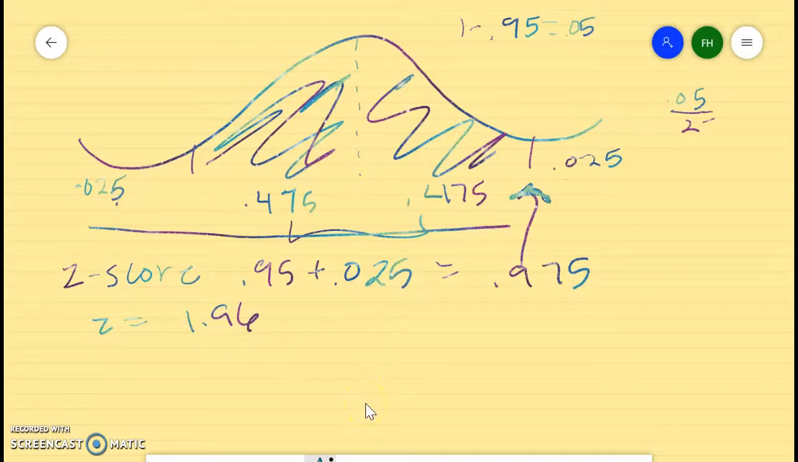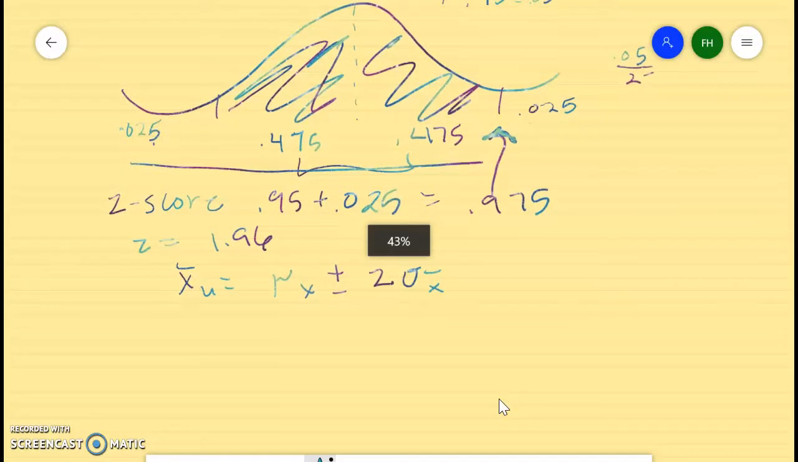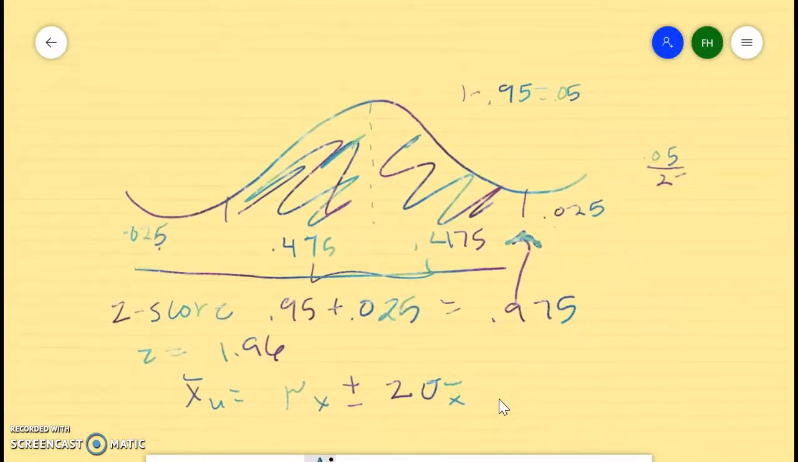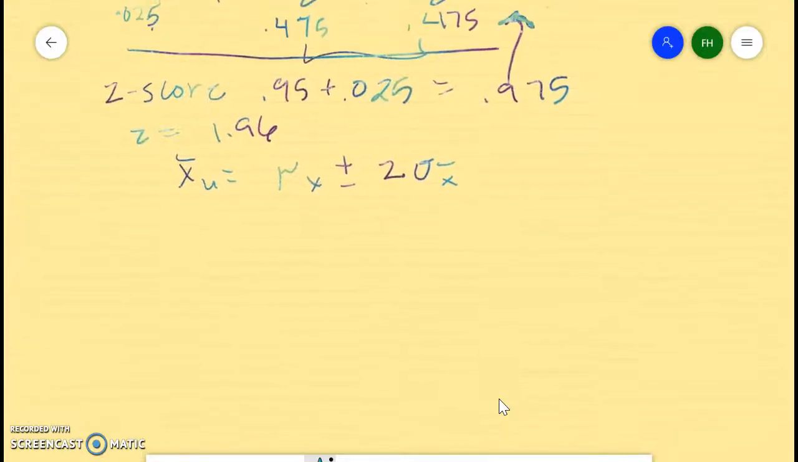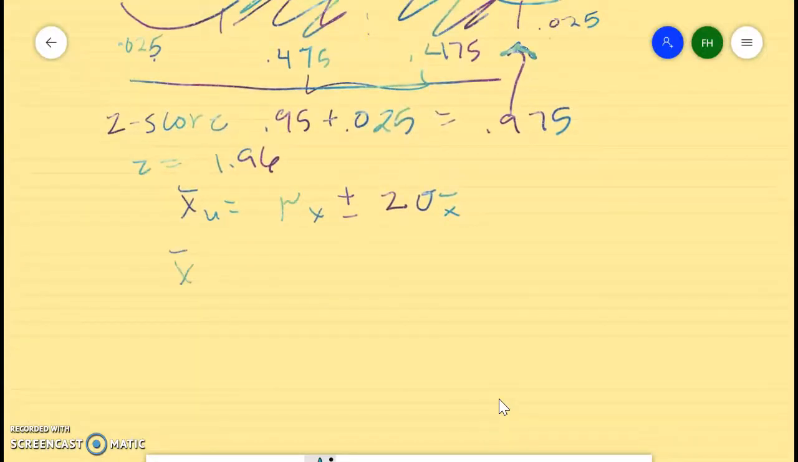So how do we figure out the interval here? We're going to do x for the upper limit is going to be your mean plus and minus the z-score times the standard error of the mean, which we already calculated in the previous step. So this video is not showing you how to do that. This is only showing you how to get this interval for the 95 percentile.